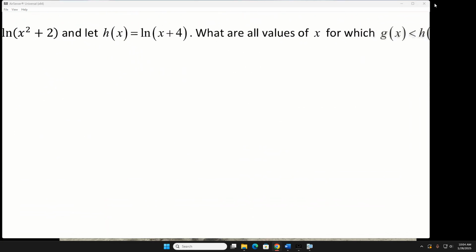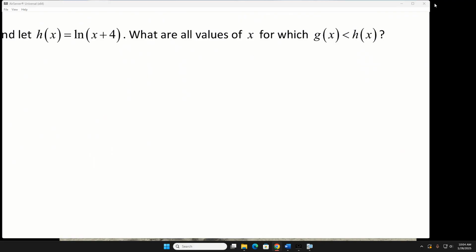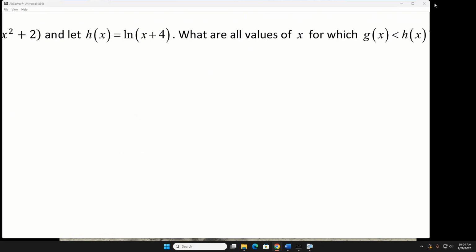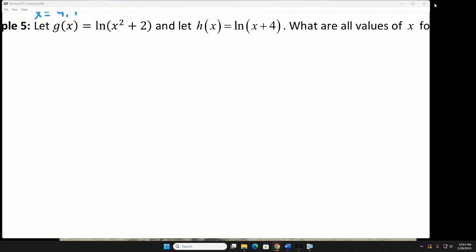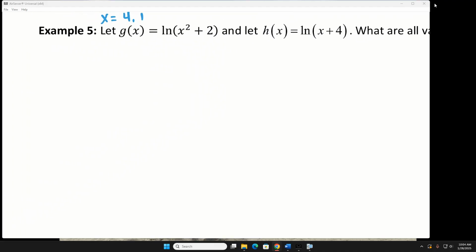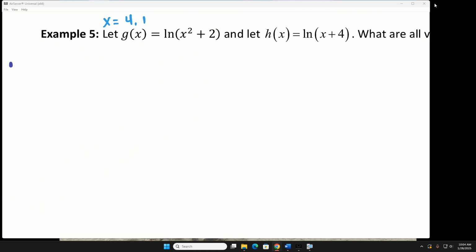Okay, so this one is set up slightly different. It's actually going to be easier in the long run. We have g and h. We want to know when g is less than h. But we still need these domains. All right, so this is a quadratic. If I put something in for x and I square it and then add 2 to it, is that ever going to give me something that's not positive? Yeah, this is always positive. So we don't have to worry about it.